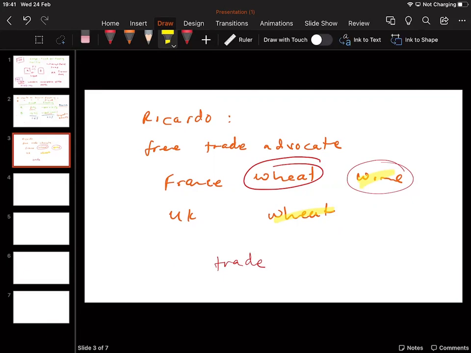So even though UK could produce wine as well, it would do so very badly. It makes more sense for Britain to produce wheat. Whatever surpluses they create, they would then trade, and that is more productive and leads to higher levels of productivity. Now that's an old example, and it comes from Ricardo.